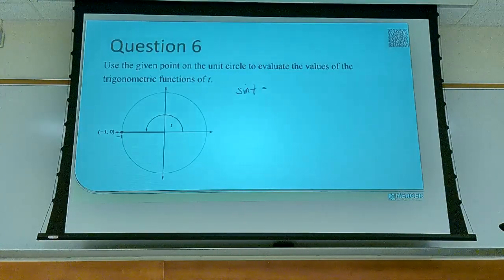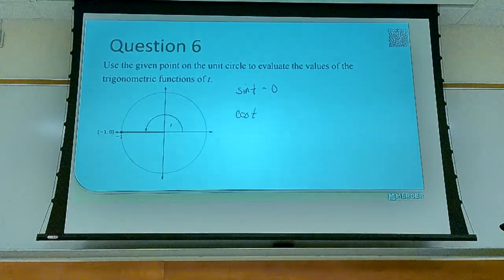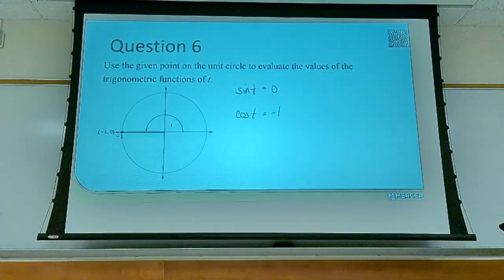Sine is 0, cosine is negative 1, tangent is 0, secant is negative 1. Cosecant is the reciprocal of 0. What's the reciprocal of 0?